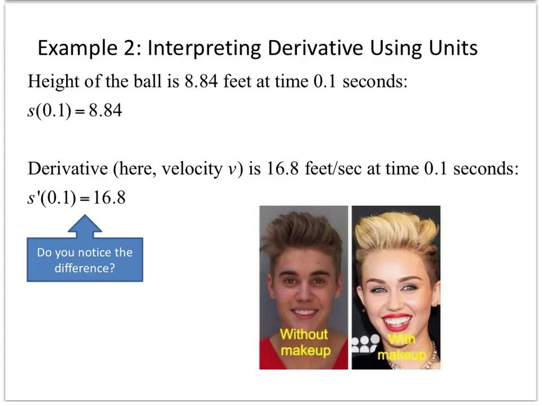So the big difference is just that little prime, meaning by looking at it, that's the difference. But this is a huge difference because this is the height of the ball, and this is how fast the ball's moving. That's the big difference. The value of the function, in this case, is the height, and the derivative is the speed of the ball.